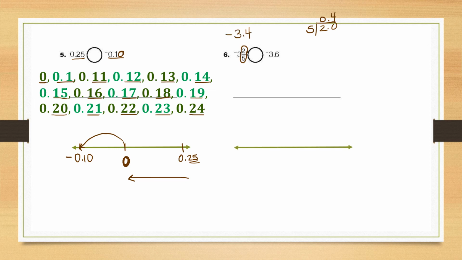So what numbers would fall between negative 3.4 and negative 3.6? Well, if we're only going with tenths, there actually is just one. Now, of course, if you're going to go down to hundredths and thousandths, you could get more detailed, but a clear answer would be negative 3.5.